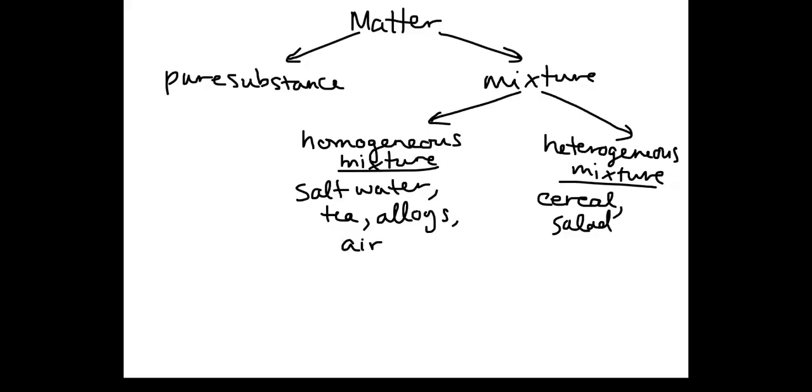Trail mix, another heterogeneous mixture. What if you go to an Italian restaurant, and they give you something at the beginning when you first sit down: olive oil and vinegar. Even though they're two liquids, they're not miscible, meaning they don't mix well. You can see there are chunks of that and chunks of that. So olive oil and vinegar is a heterogeneous mixture. It's not a uniform mixture.